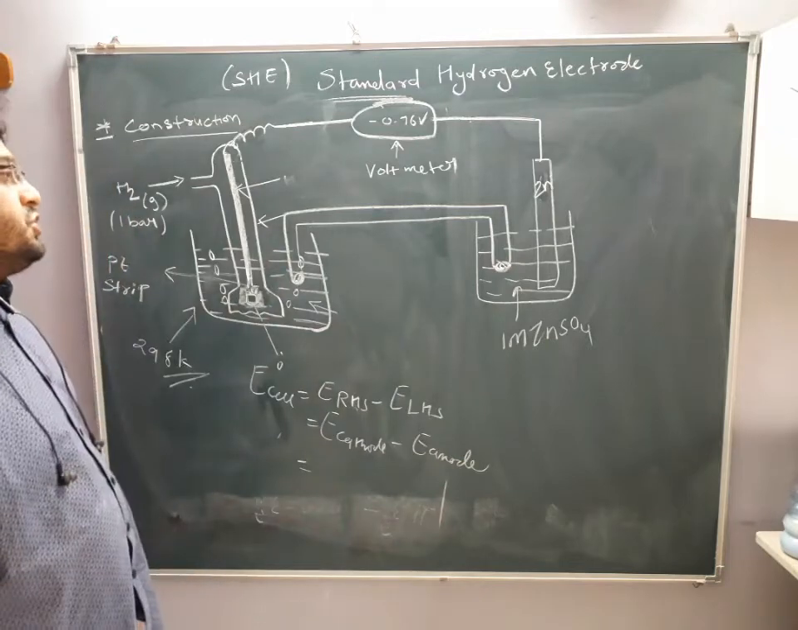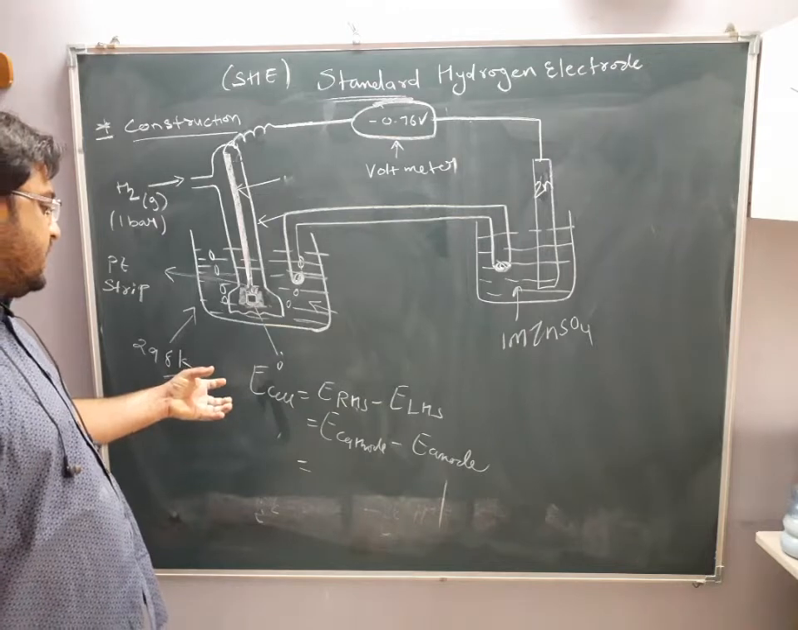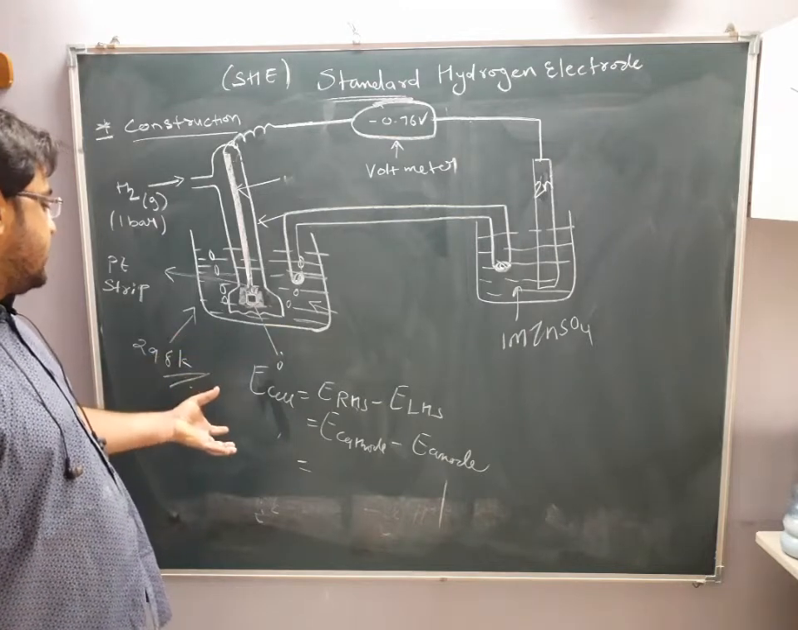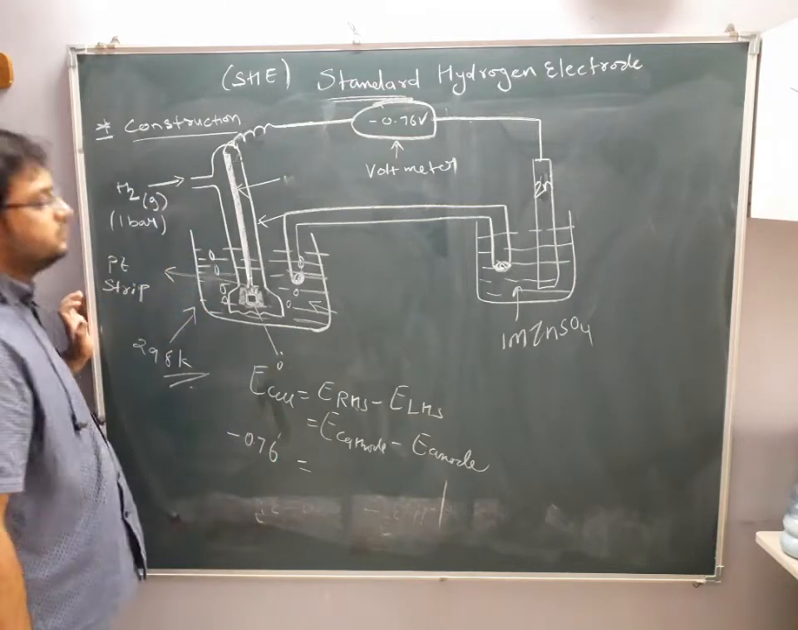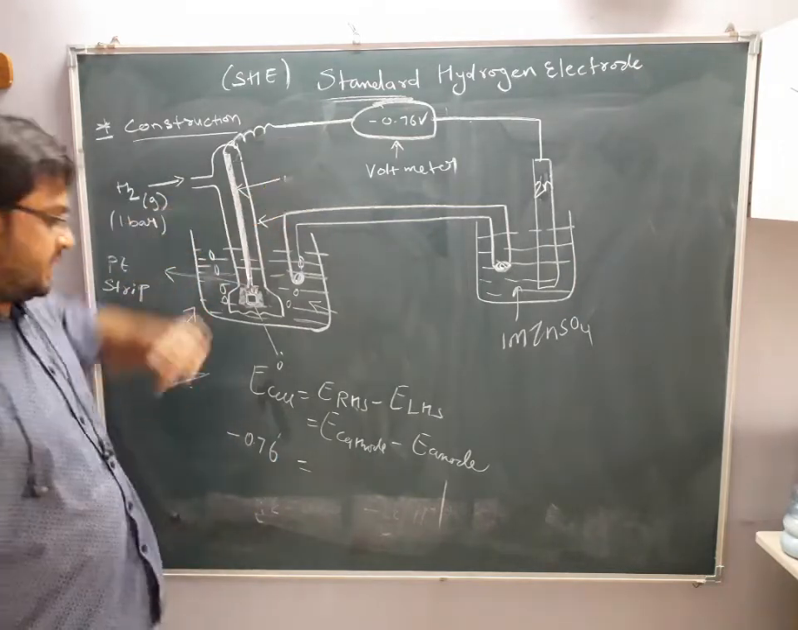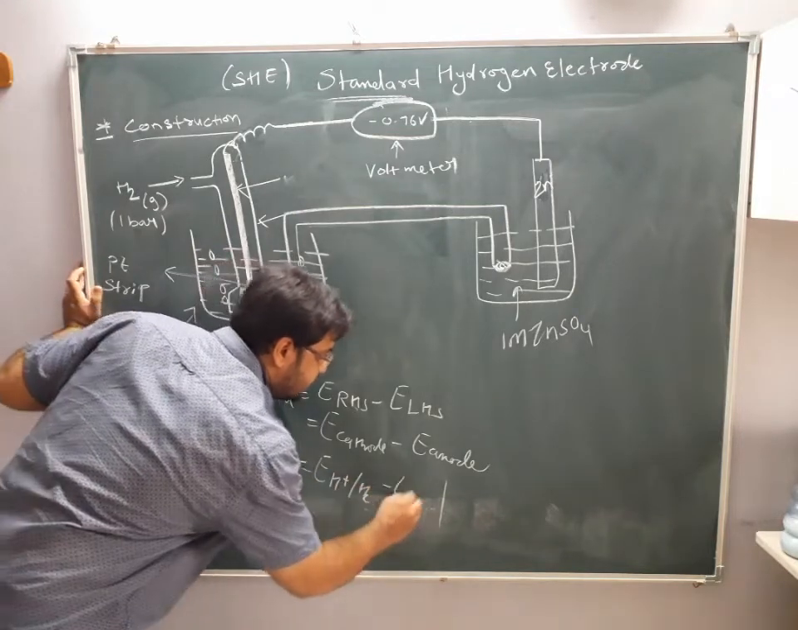Now on cathode position, what do I have? See, E naught cell, I got how much? Minus 0.76 volt. Total E naught cell, how much did I get? Minus 0.76. Here it will be hydrogen, here it will be zinc.